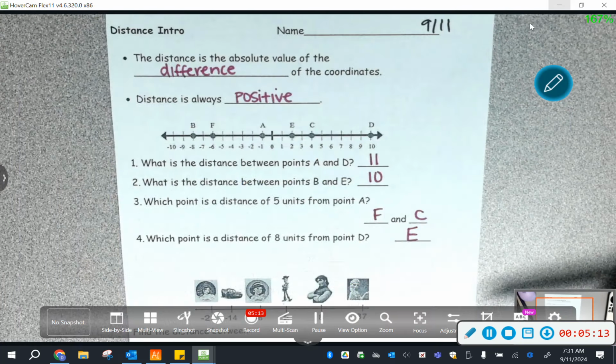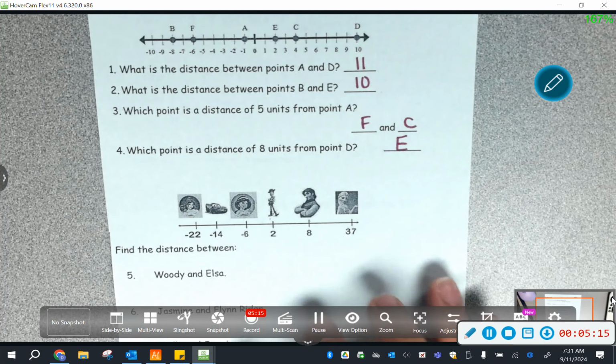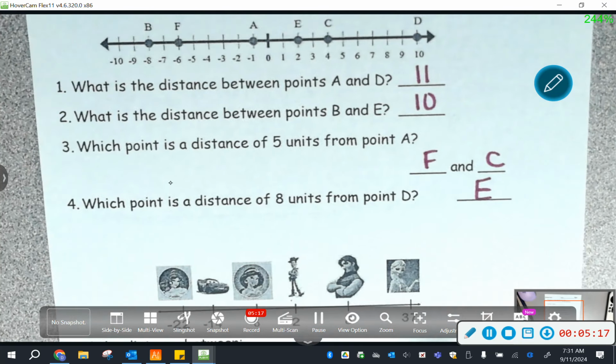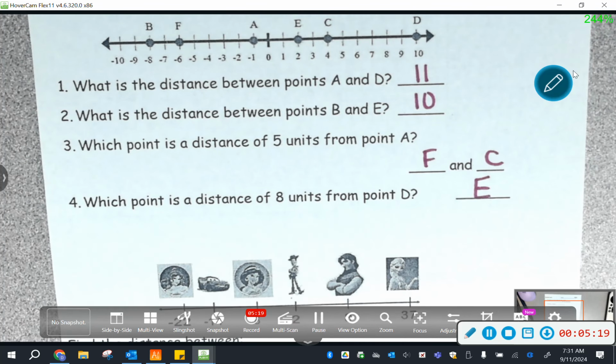Do I have any questions about how we got those answers? Nope. Am I going to make this a test question on your test? Yeah. Wait, what? Yeah, why not? Yes. It's measuring distance. That's what we just did. You will have a test question that looks like that. Be careful and make sure you count accurately.